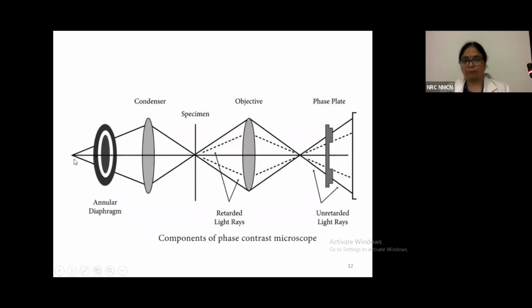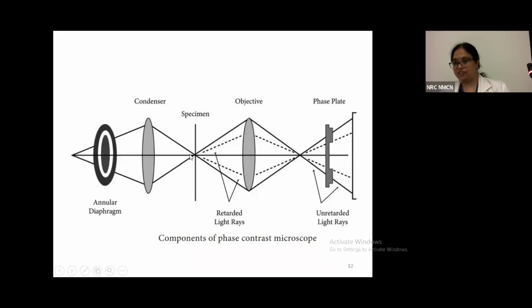So the optics is, here we have the light source. Light first passes to the dark plate or the annular diaphragm, and only the light through this central hollow portion falls on the condenser. The condenser condenses the light onto the specimen.